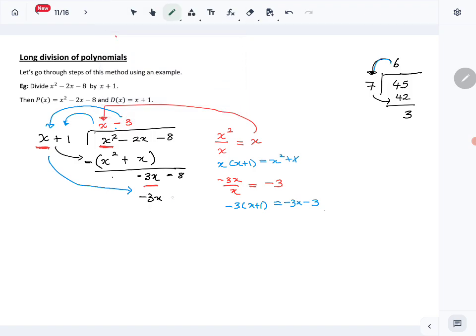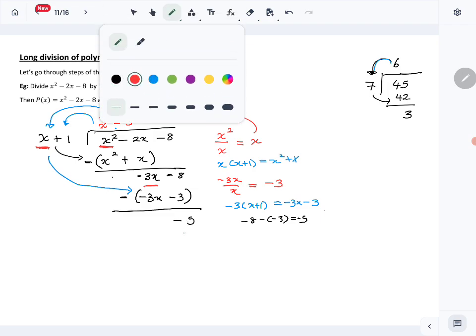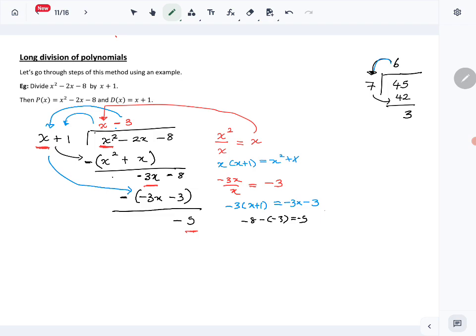So what do you get? Minus 3x minus 3. Then subtract like in the previous step. So minus 3x plus 3x cancels. Minus 8 minus minus 3, which is going to be what? Minus 5. So right, you get there. Right. Now should we continue again? What is the degree of the leading term inside? 0. What is the degree of the leading term outside? 1. Whenever the degree of the divisor is greater than the remainder degree, you stop.